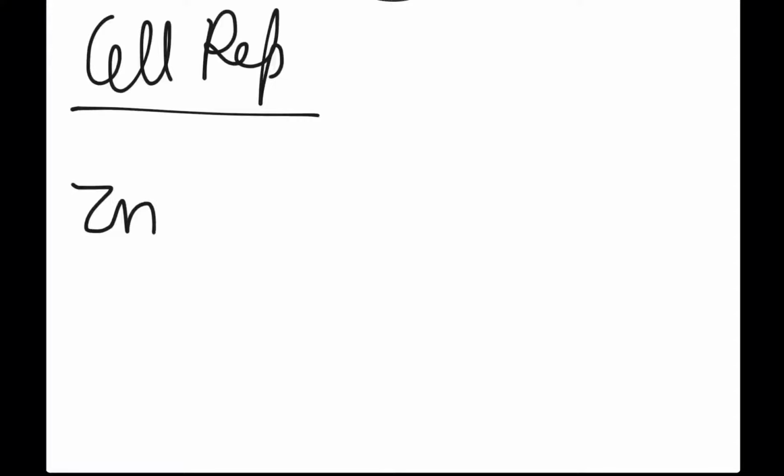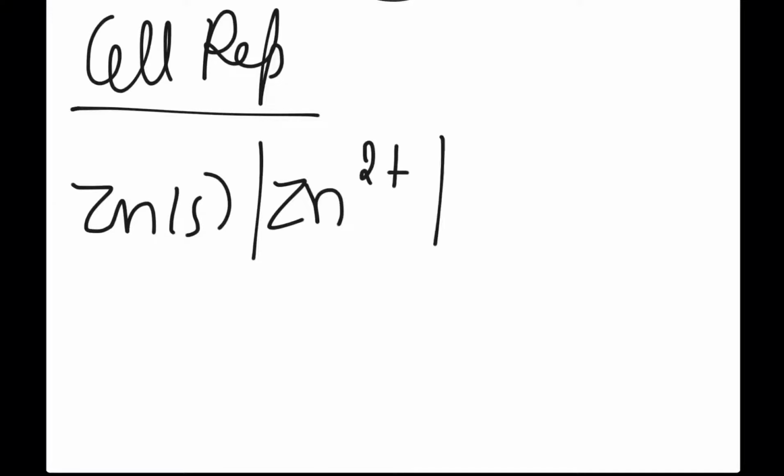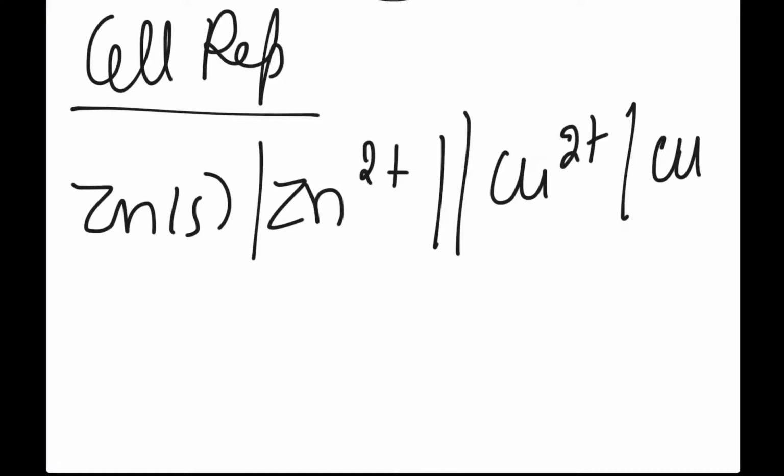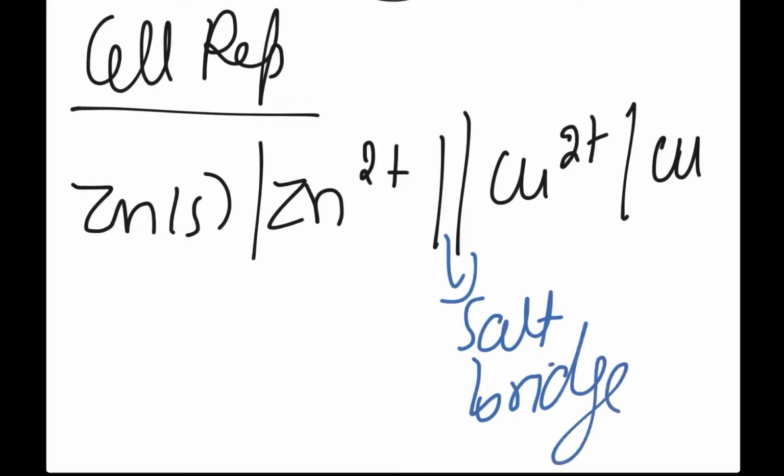Zinc solid was in contact with the electrolyte, which was zinc 2 positive, with the salt bridge, copper 2 positive changed to copper. So only the reactions which are happening, the half reactions, I would write and separate them with a double dash for the salt bridge. So here the double dash represents the salt bridge, and a single dash represents the phase boundary, which I just told you about.